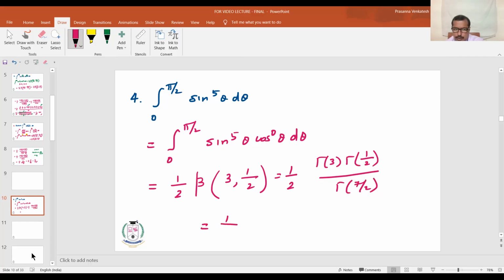All of us know how to evaluate this. Gamma of 3 is 2 factorial, which is 2, into gamma of half is root pi, divided by gamma of 7 by 2, which is 5 by 2, 3 by 2, 1 by 2 into root pi. So this 2 and 2 will get cancelled. Pi and pi will get cancelled. We will get 8 by 15 as the answer.